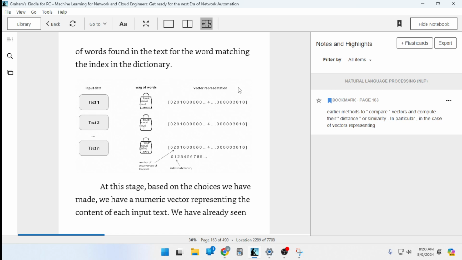Dictionary creation. The dictionary is created to map each unique word to an index. This dictionary has all the unique words from the entire corpus, all the documents. Vectorization. For each document, a vector is created where each index corresponds to a dictionary word. The value at each index is the count of how often the corresponding word appears in the document.